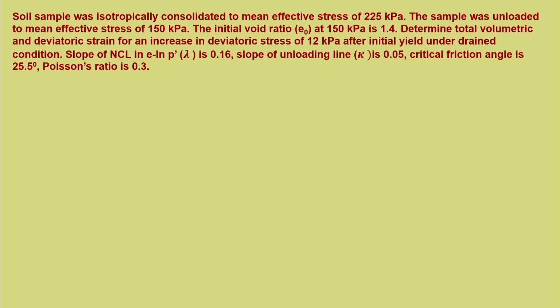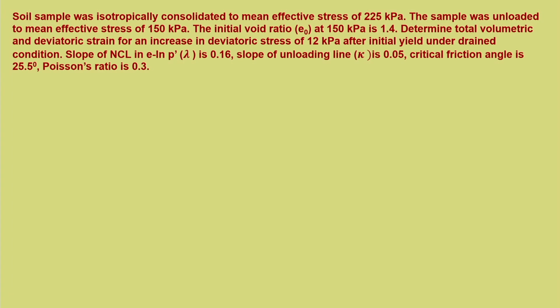Now, we can also obtain the stiffness from the critical state framework, and we can also determine the strain from the critical state framework. So we will do a problem which will demonstrate that particular aspect. The soil sample was isotropically consolidated to a mean effective stress of 225 kilopascal. The sample was unloaded to a mean effective stress of 150 kilopascal. The initial void ratio e naught at 150 kilopascal is 1.4. So the initial void ratio is given.